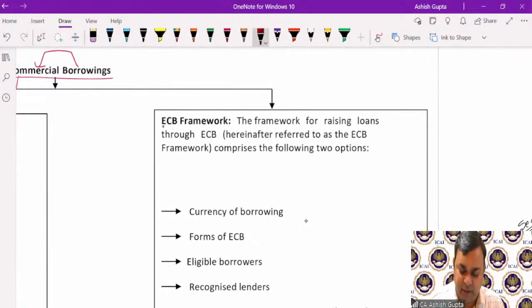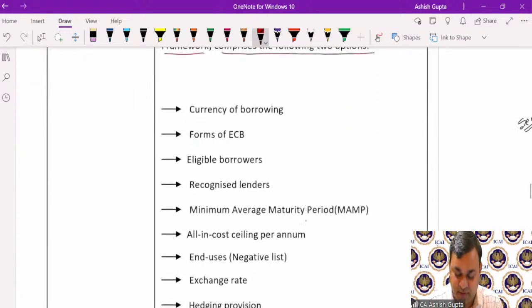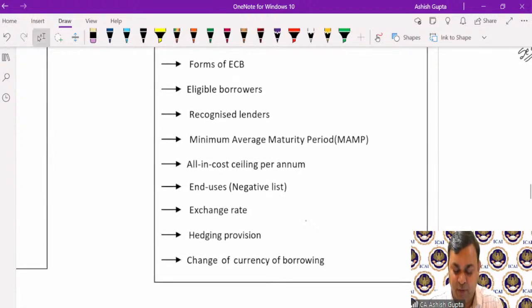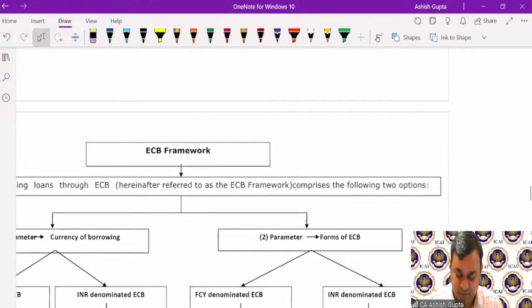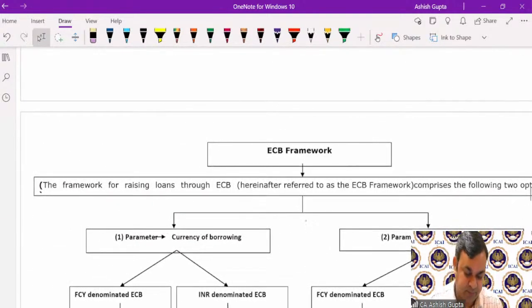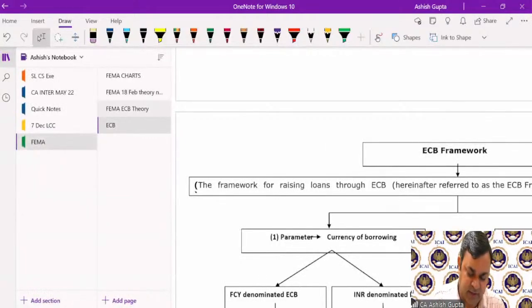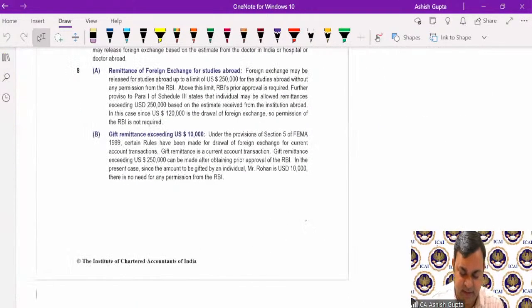Now, ECB framework. The framework for raising loans through ECB, herein referred to as the ECB framework, comprises the following 2 options: currency of borrowing, forms of ECB, eligible borrowers. You need to comply with the respective points while raising funds. Along with this, we will see the theory part also.